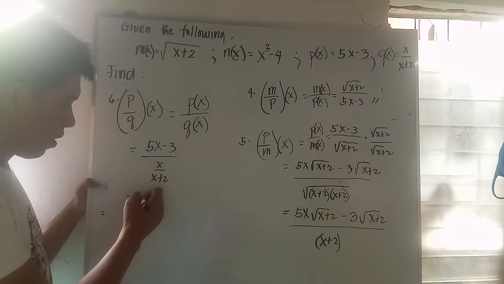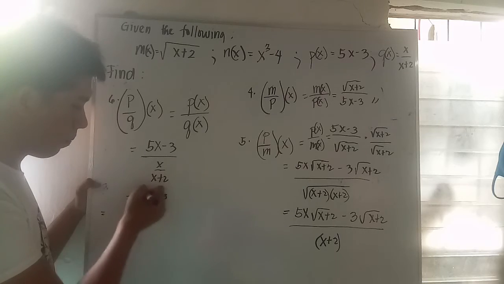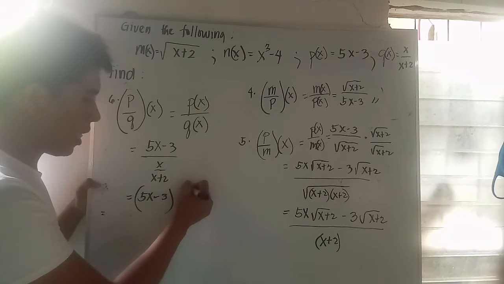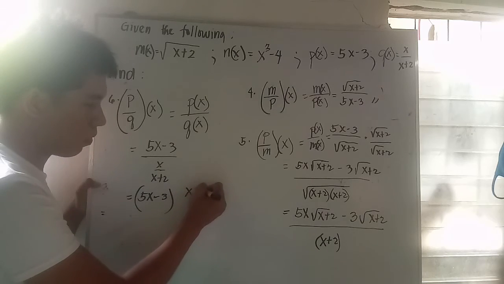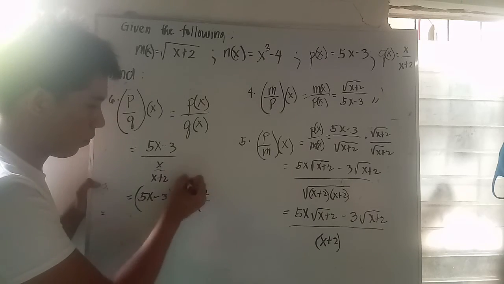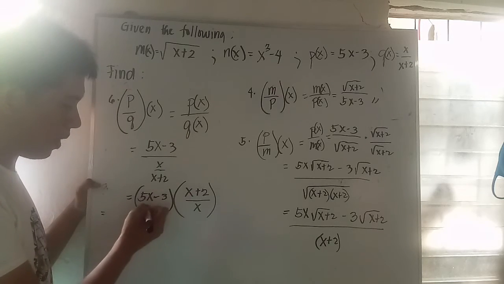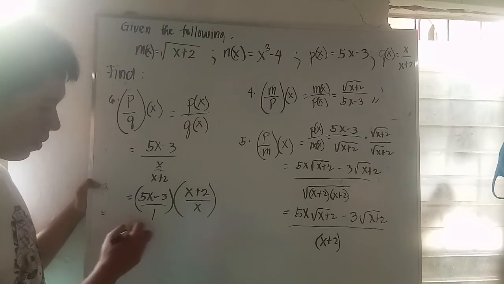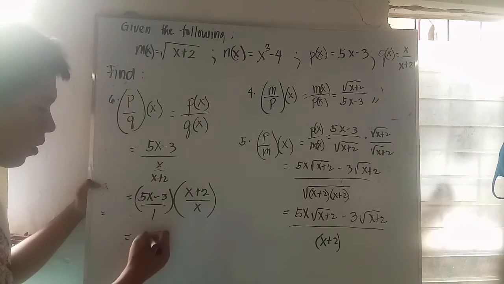So we have 5x minus 3 times the reciprocal of x over x plus 2. We have x plus 2 over x. Then we will multiply numerator by numerator, denominator by denominator. Okay, so we have 5x minus 3 times x plus 2.